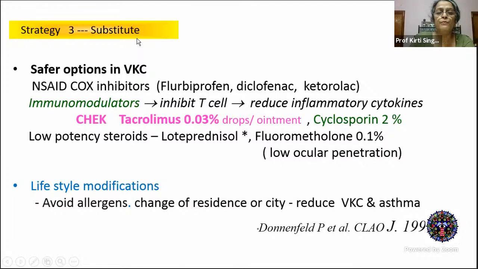The third is, wherever possible, substitute for safer options: immunomodulators, which inhibit T cells and reduce inflammatory cytokines, like tacrolimus, cyclosporine, and low potency steroids like loteprednisolone or fluorometholone wherever possible. However, having said that, these steroids do not have that much potency, so they may not work when required for the medication aspect. So just play with them wherever possible. Lifestyle modifications: VKC is worsening all over the country because of pollution changes and because of computer vision syndrome. So try to have lifestyle modifications, avoid allergens.